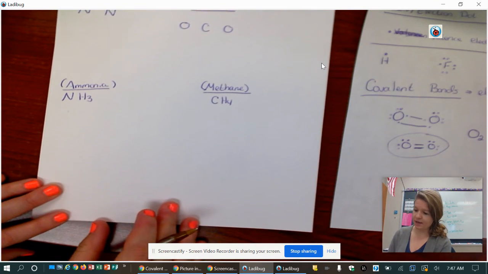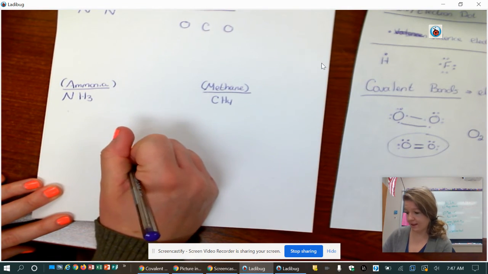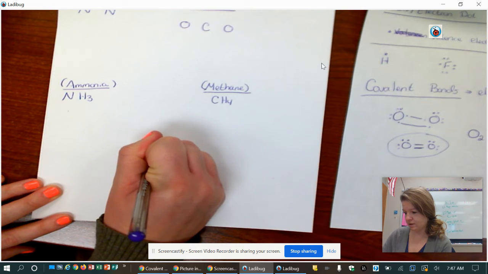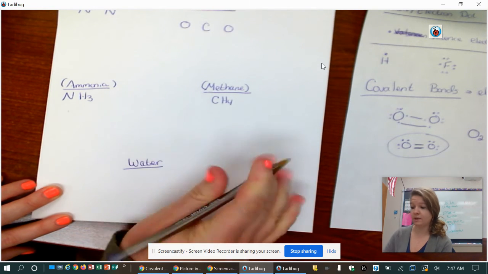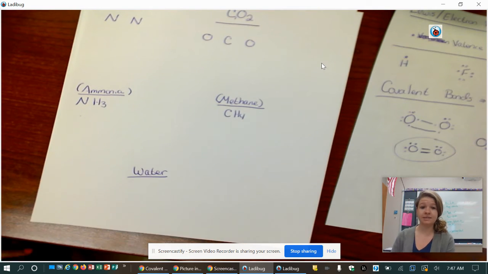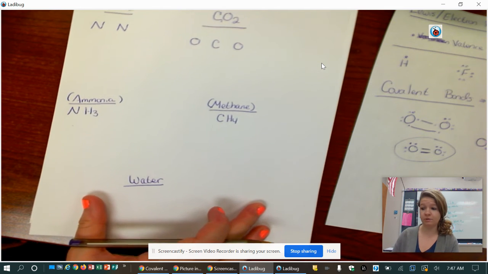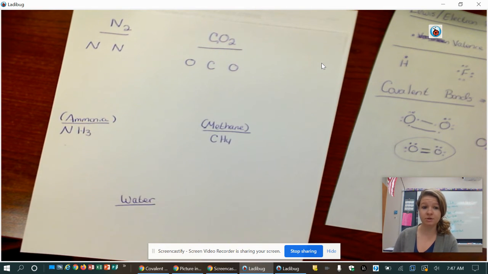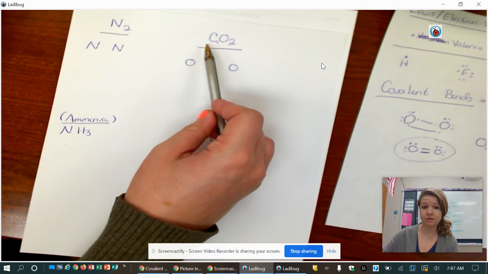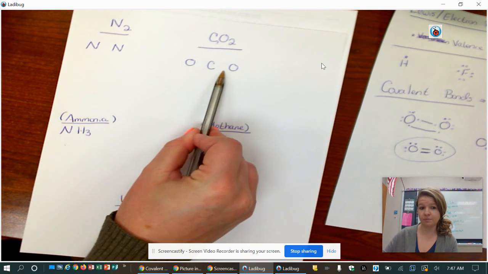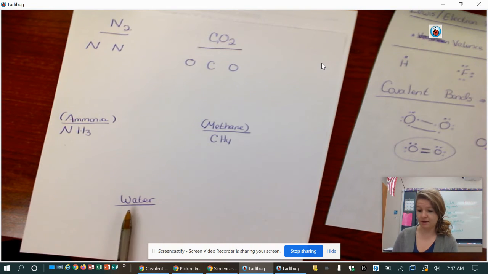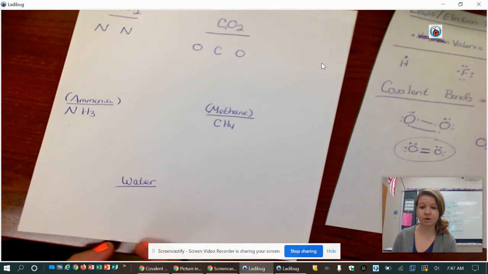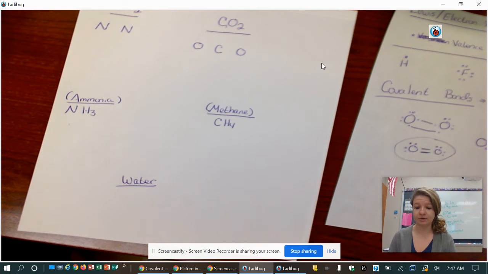And at the very end, we'll end with our old pal, water. And I'm not going to give you the formula for water because you should know it. Okay, so go ahead and take a moment, and I want you to draw out those electron dot diagrams for N2, CO2. I've gotten you started here: ammonia, methane, and water. So go ahead and pause the video here and try to do that.